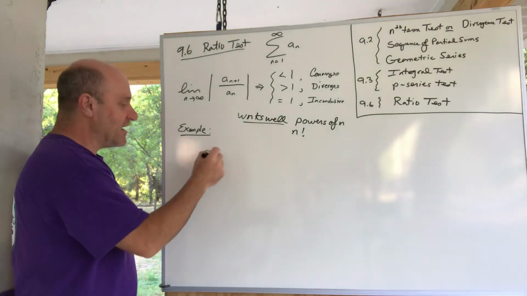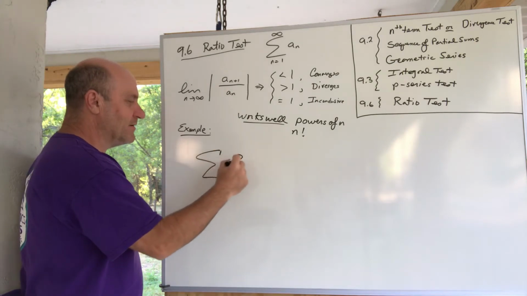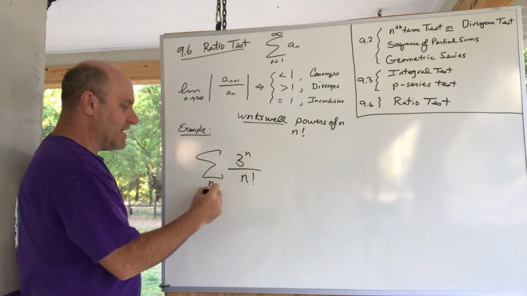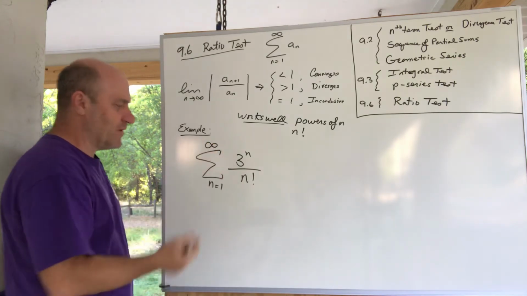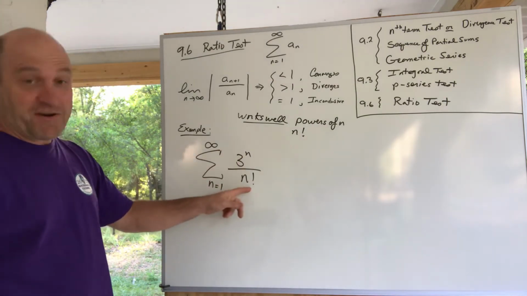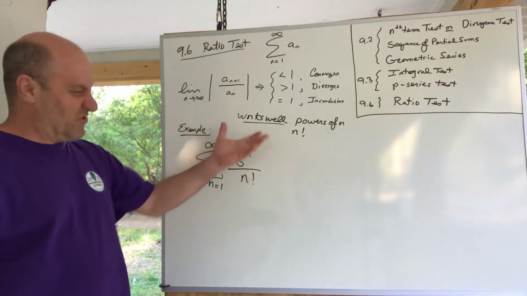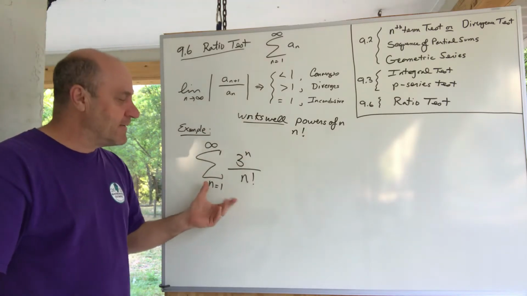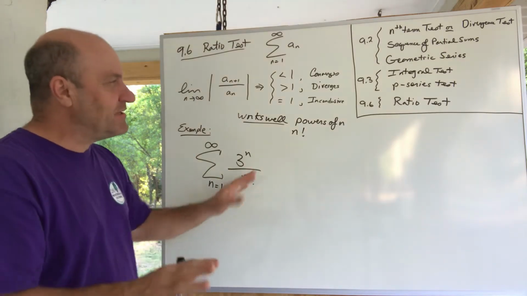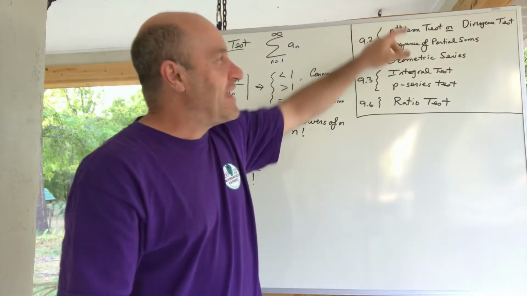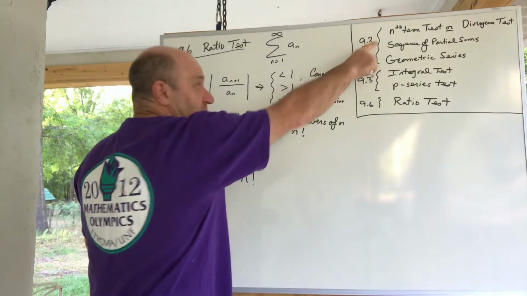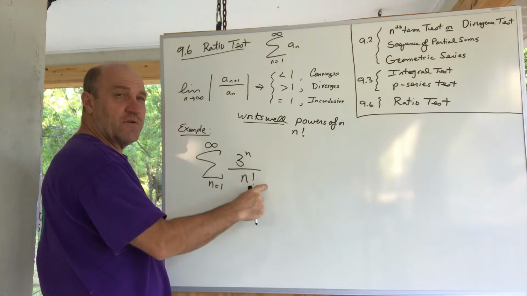So I want to do an example. And look what I'm going to do. I'm going to do 3 to the n over n factorial as n goes from 1 to infinity. So this is my example. It does have powers of n, and it also has some factorial in it. So it should be a good candidate for the ratio test. I'd like to point out that no other test really works. Let me try something here. Let's try the nth term test. If I take the limit as n goes to infinity, just trying to do the good old nth term test, I get infinity over infinity.